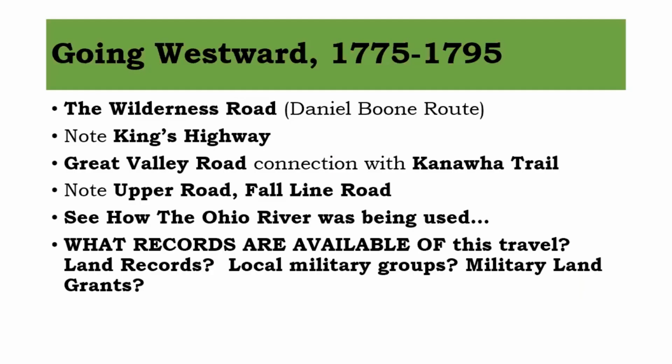Going westward, 1775, and that, remember, is when we started seeking our independence, through 1795. You know, we might call it the route by which Daniel Boone went, but it's called the Wilderness Road. Kings Highway was still there and being extended. The Great Valley Road extended into the Kanawha Trail, Fall Line Trails, and then people started using the Ohio River. Yeah, that's right. They had boats and they were going down them.